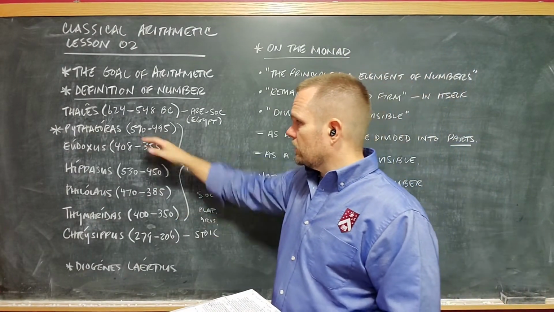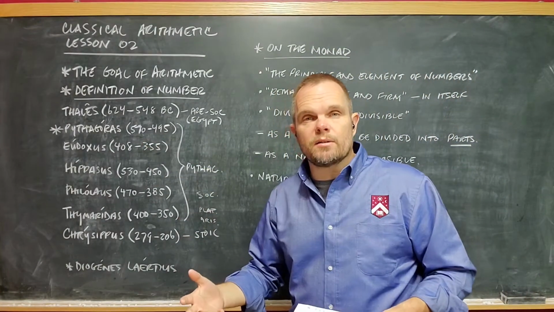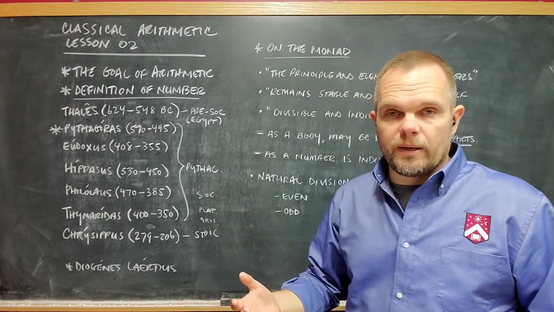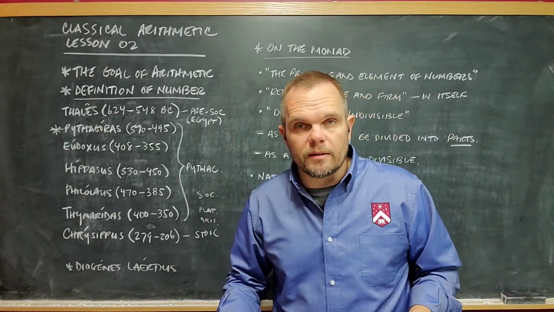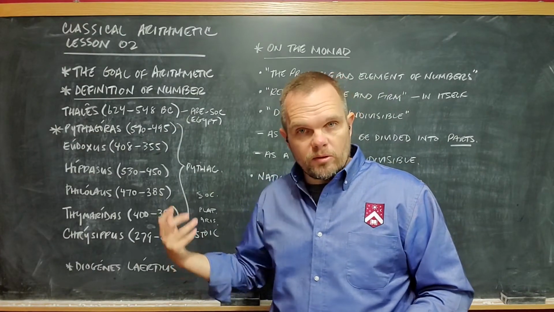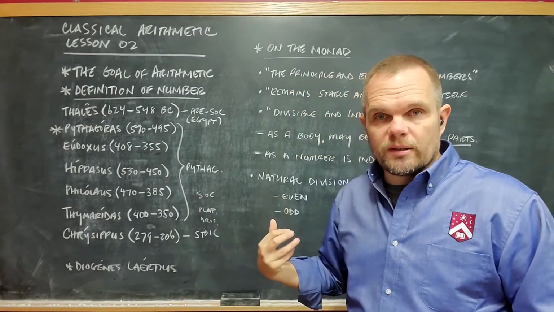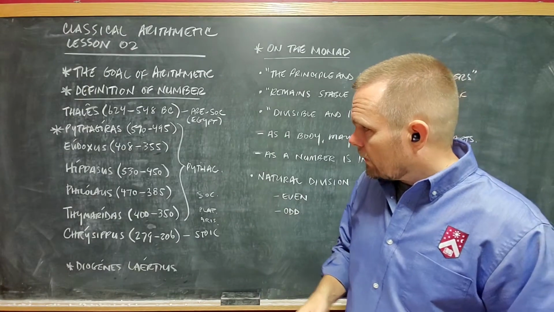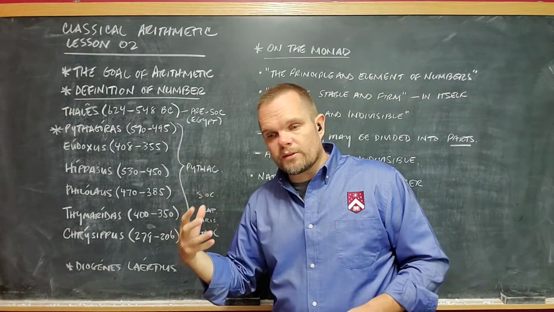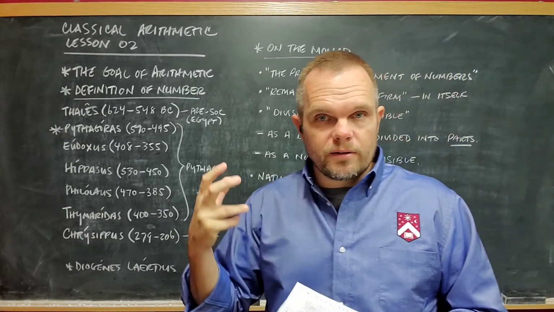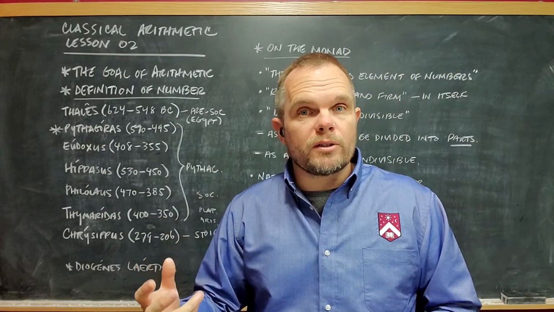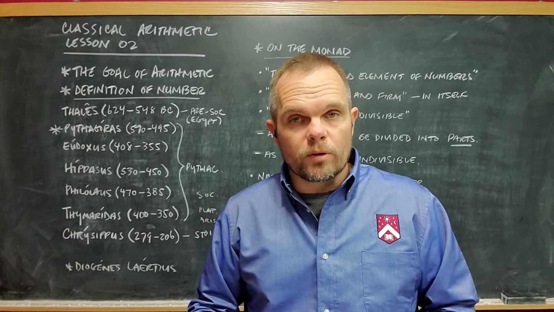Now, what Pythagoras taught, which is the foundation for all classical mathematics and classical arithmetic, is that everything was created by number. And we talked about this in previous lessons. That number was the idea present in the divine mind by which all things were created.